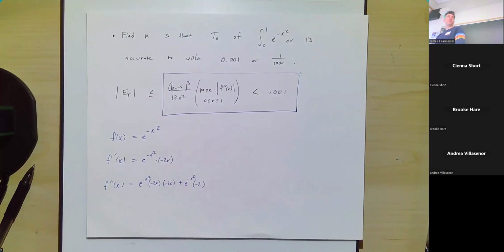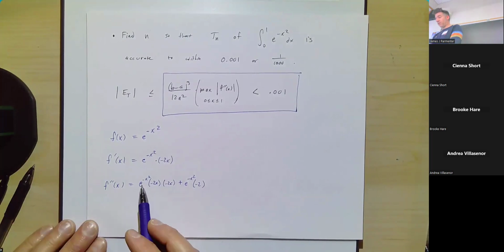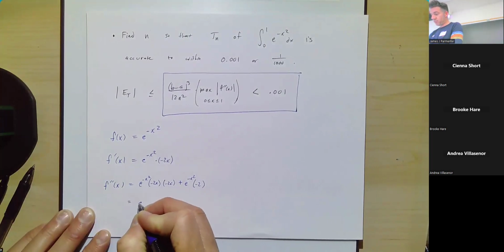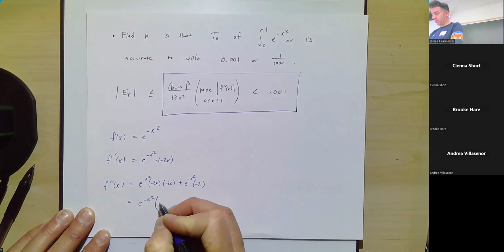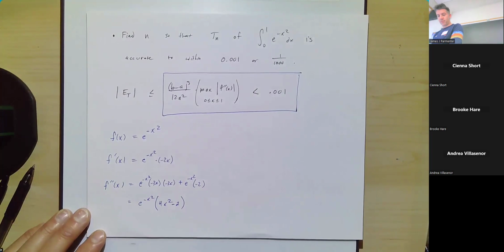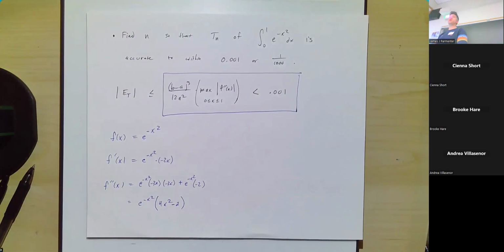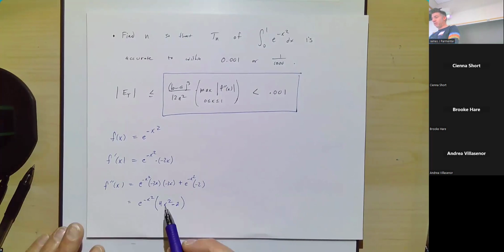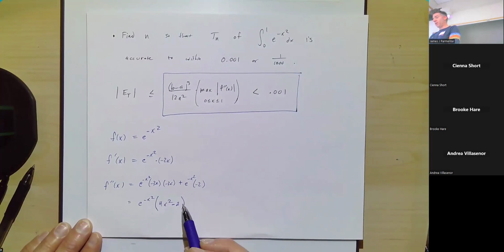This is where we actually have to do some work. I'm going to factor out an e to the negative x squared, and I'm left with 4x squared minus 2. Here's what we usually do with something like this. The hard way would be to take another derivative and set it equal to 0 to find the critical points to actually maximize it. Nobody's doing that. What we're going to do is take each factor and make each factor as big as possible. So to make this factor as big as possible, we're going to let x be 0, or x be 1, or something in between.